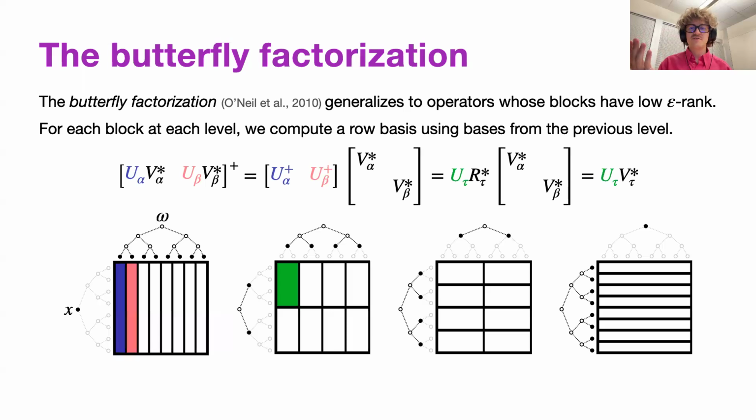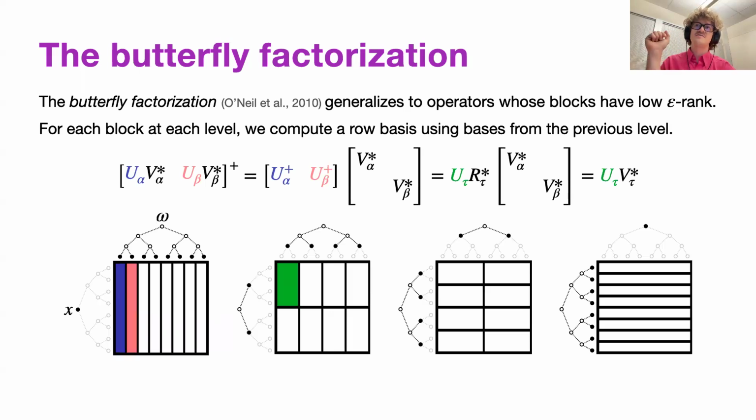So now if we want to compute a low rank approximation for this green block, U tau at the next level, we note that the green block is exactly putting the two original block columns next to each other and taking the top half, which we'll express with this plus operator, right? And if we write this out in block matrix form, we see that we can simply take a low rank approximation to this matrix U alpha plus U beta plus, right? And if we take a low rank approximation there, that gives us a basis U tau times R tau star, right?